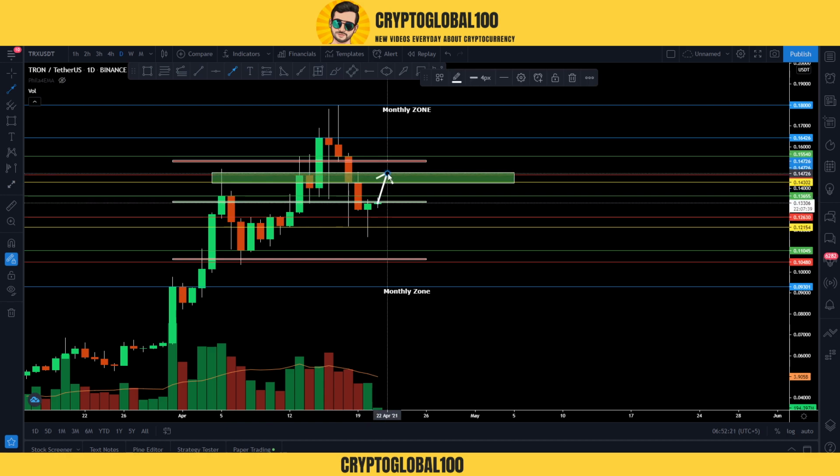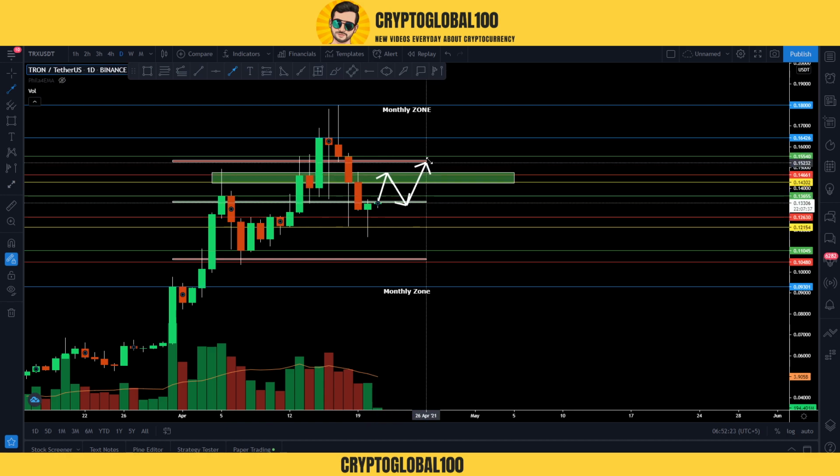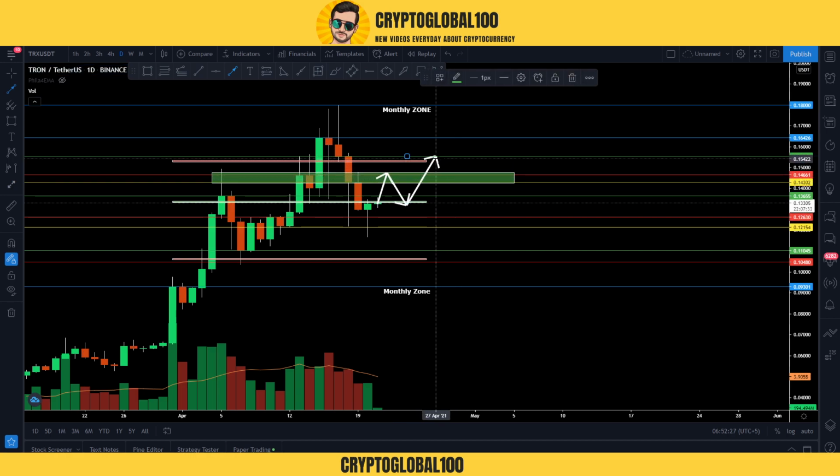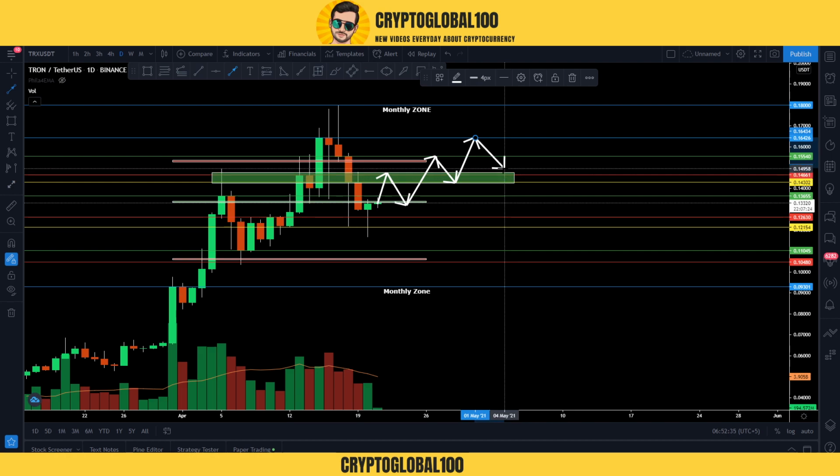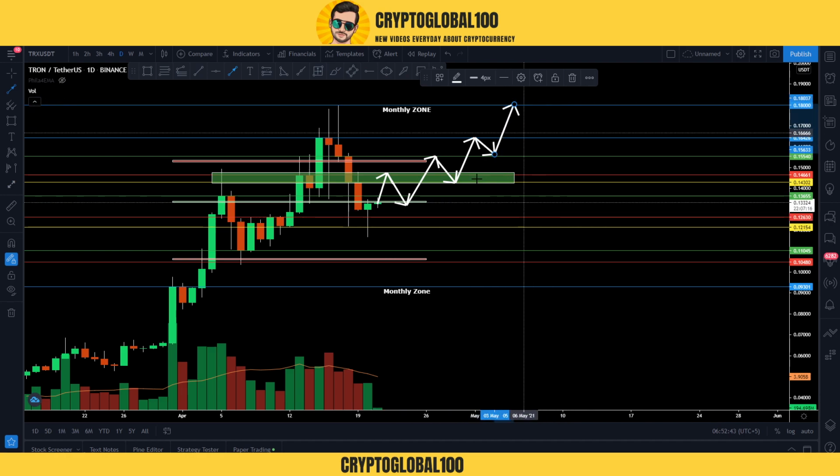First move would be this, then second, and then we can break through. The next resistance would be here, then we can again come back and retest this level. That would be a good healthy move, and then we're going to move up again. Then that would again become our good supply. And that is a good uptrend here.